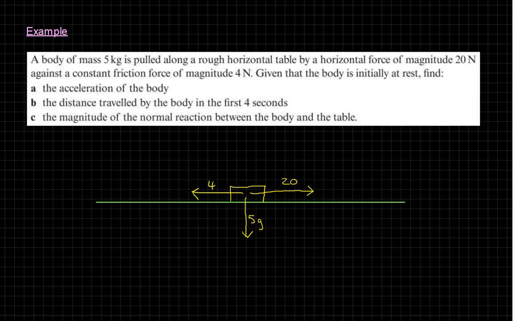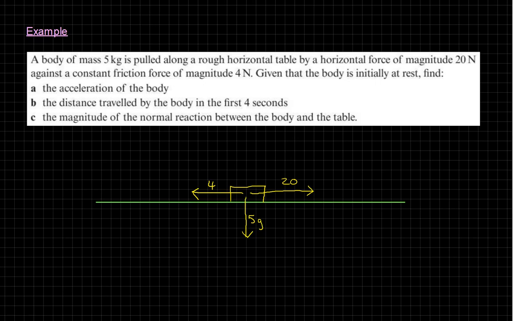Okay, and then as I said before, in this case, arrows are not to scale. My 20 arrow and my 4 arrow are almost similar in length, but that's not really the point. The point is that the directions are opposite to each other. The direction is what matters in this case. So 20 to the right, 4 to the left, 5g down. Have we got anything else going on? Not in terms of forces, no.